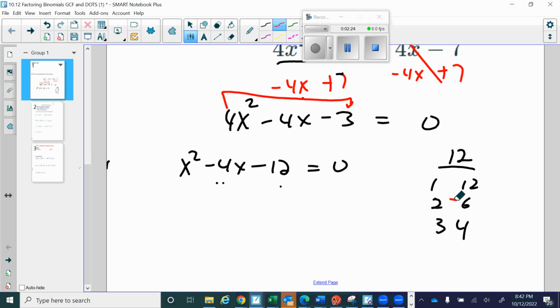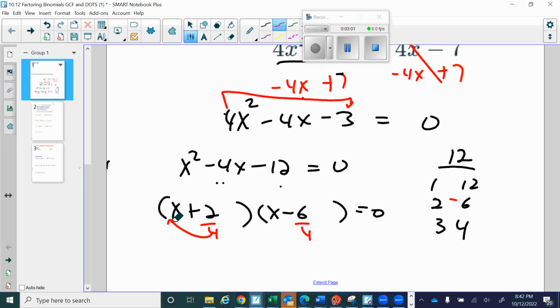Now, this is the divide piece. Because I multiplied by 4 in the beginning, I'm going to divide by 4 now. So divide this by 4, that by 4. Now, if you notice, when I divide by 4, I have a fraction. I'm going to have a decimal. That's not what I want. So I'm going to slide the 4 up and multiply the x. And so that's going to give me 4x plus 2 as one factor, and the other one is going to be 4x minus 6 as the other factor equal to 0.